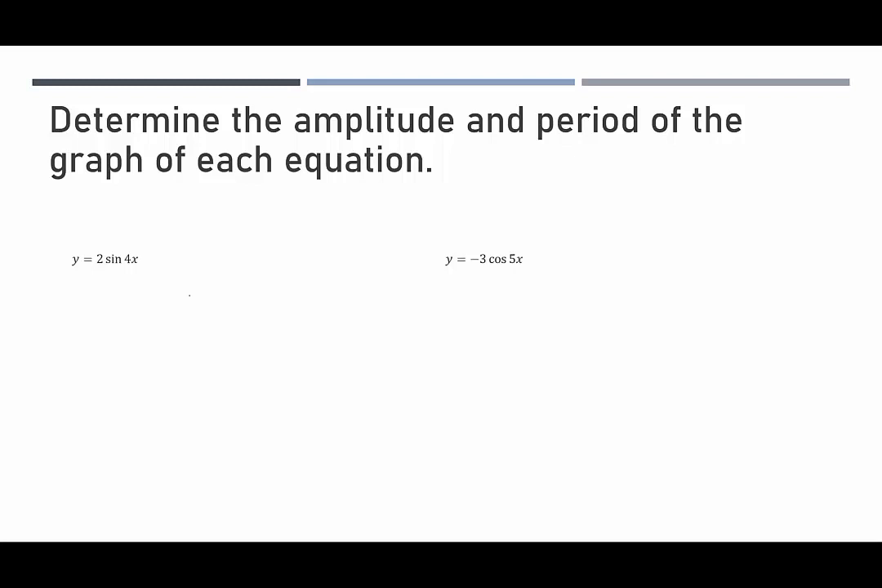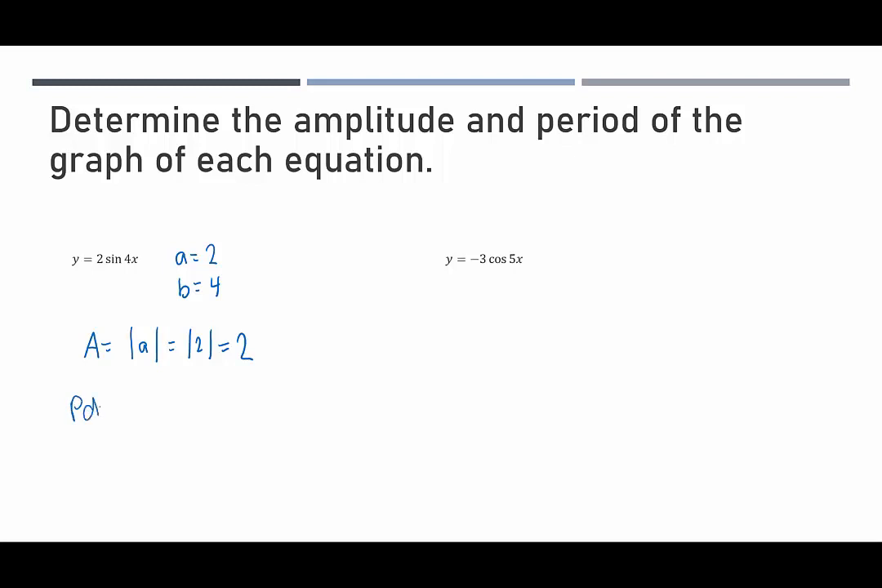Let's determine the amplitude and the period for the graph of each of these two equations. First, we have y equals 2 times sine of 4x. A from the equation is 2, and b is equal to 4. To determine the amplitude is the absolute value of a. That would be the absolute value of 2, and the absolute value of 2 is 2. So the amplitude is 2. And remember, what does that amplitude tell us? That tells us that from the middle of the graph, the midline to the top, that's a distance of 2. Or from the midline to the bottom.